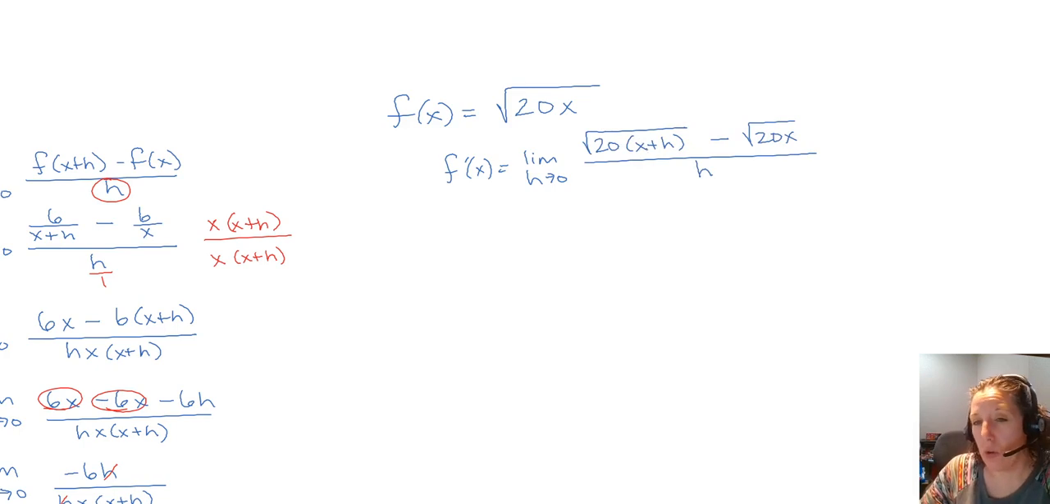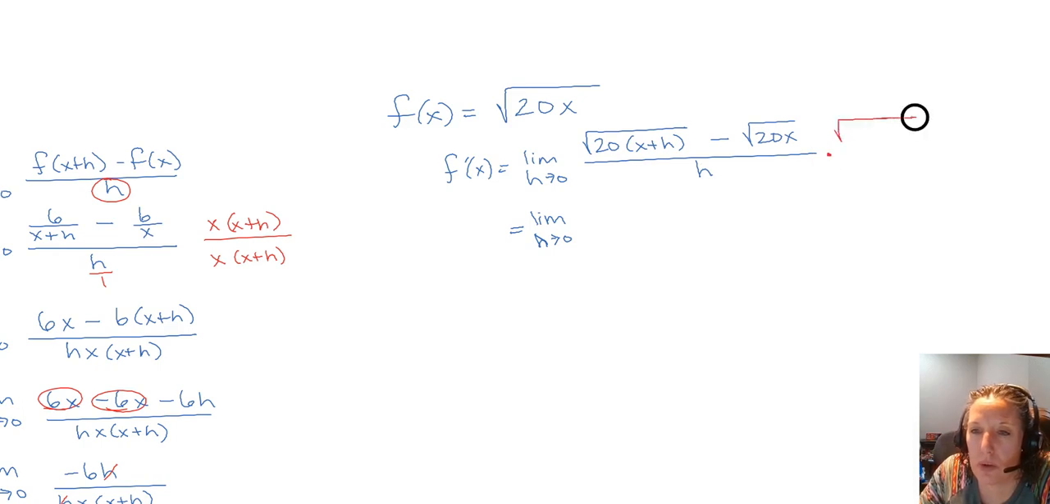It's not going to help us a whole lot at this point because we cannot combine square roots unless they have like terms. So what we're going to do here is very similar to rationalizing the denominator. We want to multiply top and bottom by this conjugate here in the hopes that we can get something that will cancel out that h in the bottom. So the conjugate of that numerator is going to be the square root of 20 times x plus h.